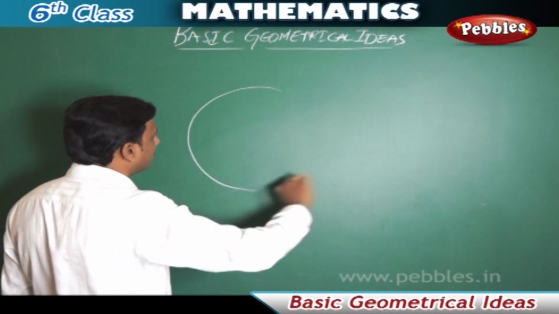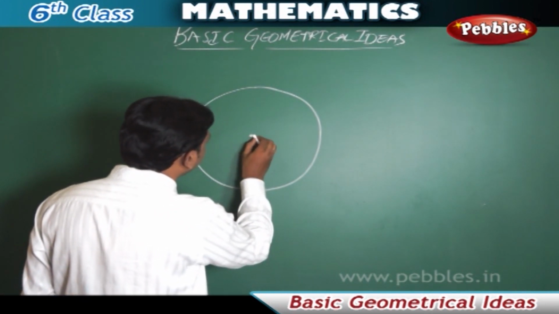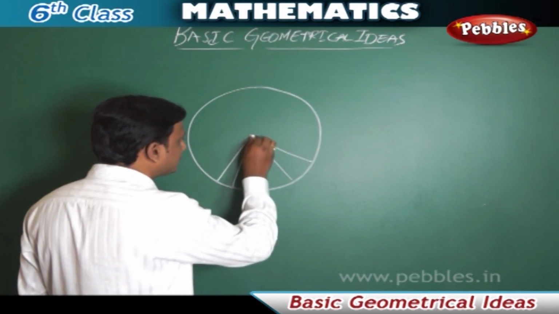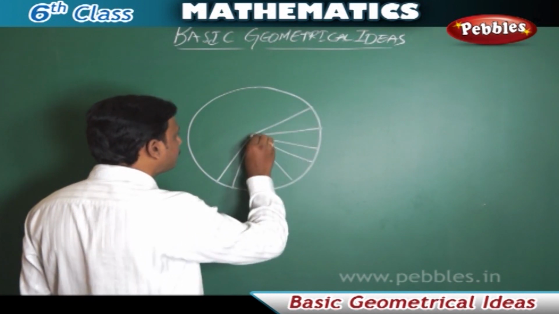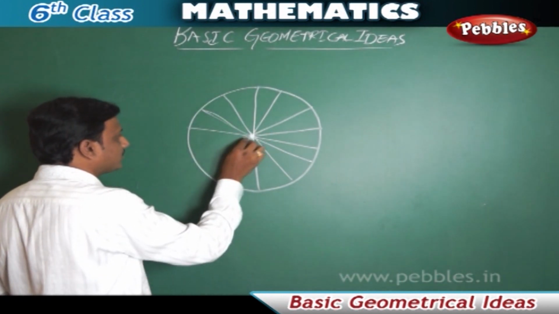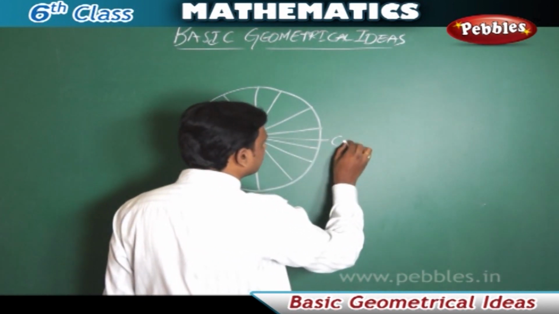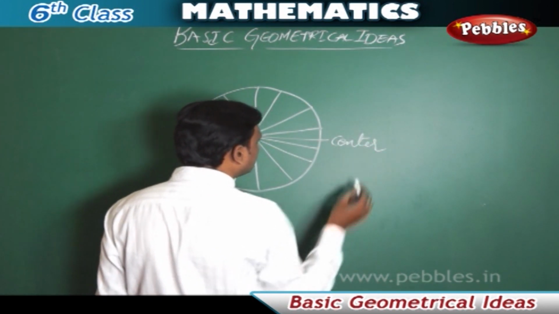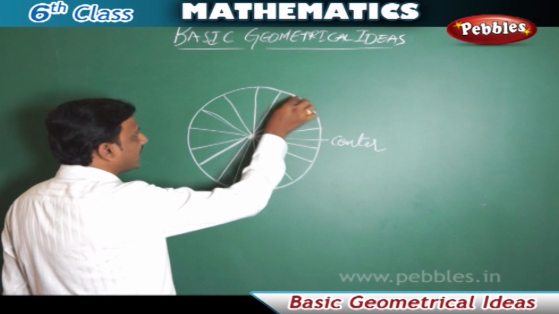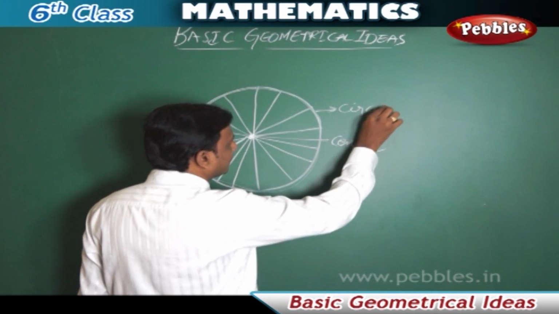Let us observe a cycle wheel. The cycle wheel has got a point in its middle and the spokes arise from the middle to its edge. So how is the edge of a cycle wheel? It has got a curved edge. The middle point of this cycle wheel is called the center. This is the center of the circle. Now, the complete length of this curved edge is called circumference.